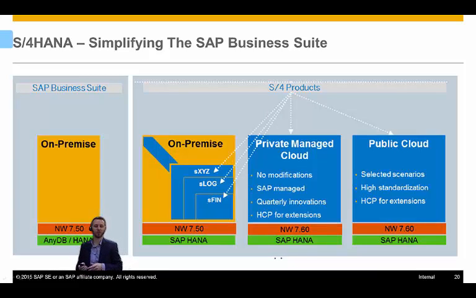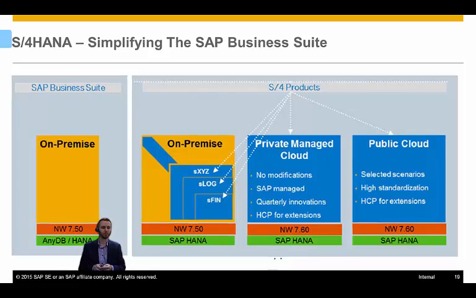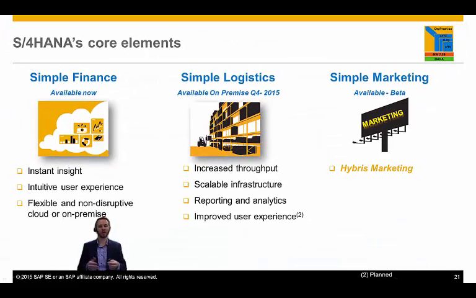So this one I won't go into too much detail, but needless to say, we can see here that we have our Suite on HANA application, the same as the on-premise, but with our simplified modules installed. And as new ones become available, they're installed as well. The private and managed cloud applications are just those simplified applications. So at our core, S/4HANA is our simplified modules, so Simple Finance to begin with. Simple Logistics will be next cab off the rank, and after that, Simple Marketing, which is the Hybris marketing engine.